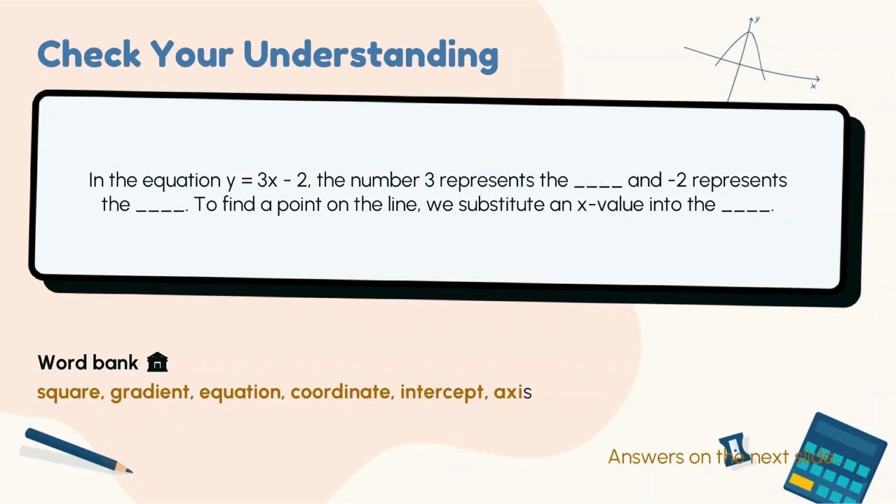Let's check your understanding. In the equation y equals 3x minus 2, the number 3 represents the blank and -2 represents the blank. To find a point on the line, we substitute an x value into the blank. Use the word bank to complete the sentence. Pause the video and have a go before checking the answer.